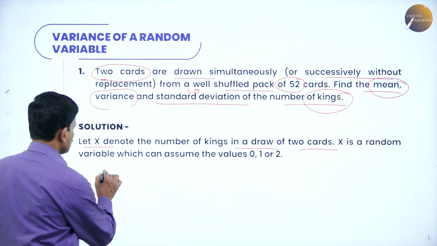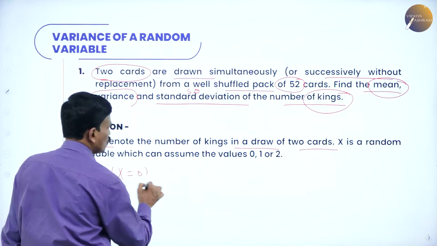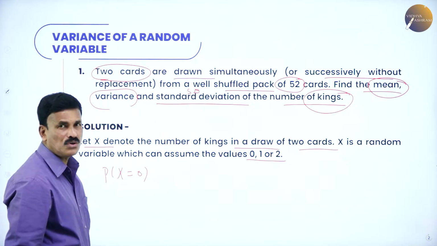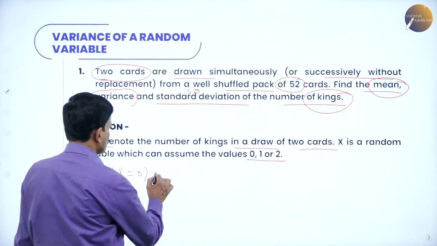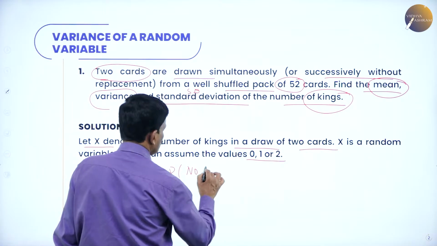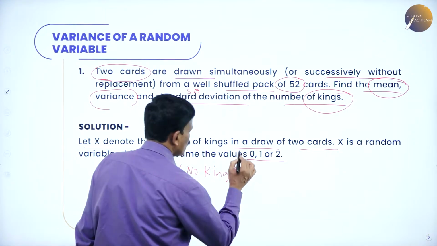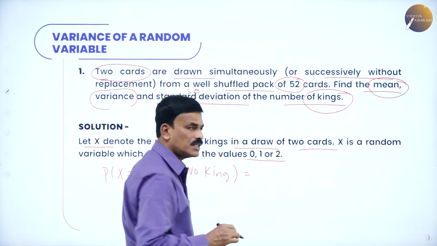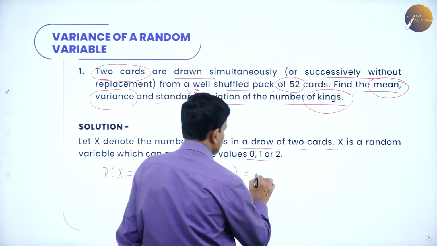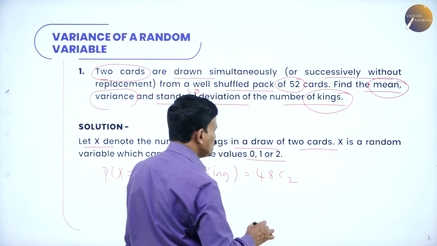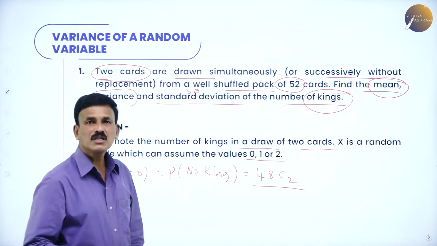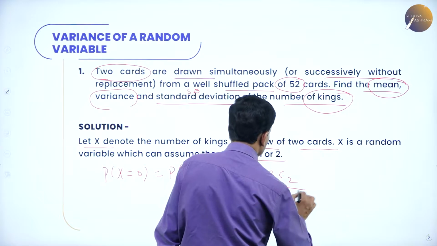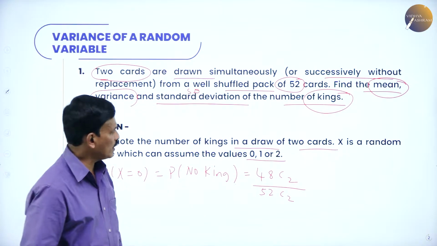Now, P of x equal to 0. First case. Here, what are the possibilities? x can assume 0, 1 or 2. P of x equal to 0 means probability of no king, so there is no king at all. What is the probability we are going to get? This is equal to 48C2 divided by the total number of cards, 52C2.